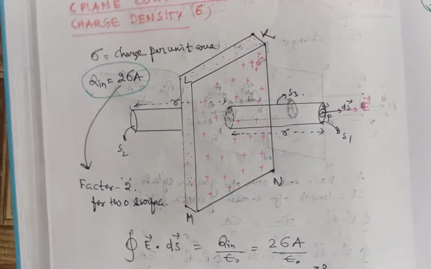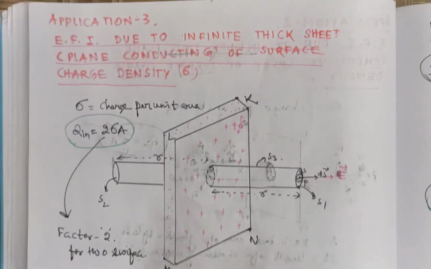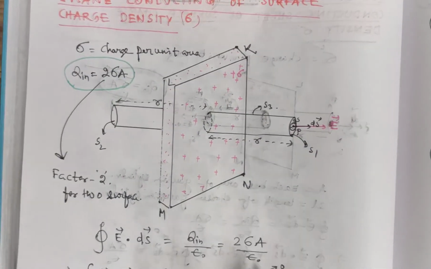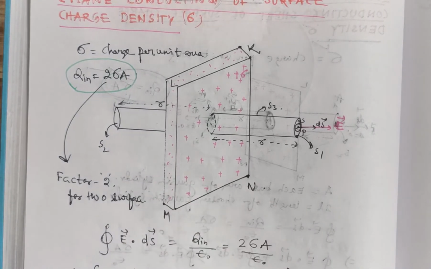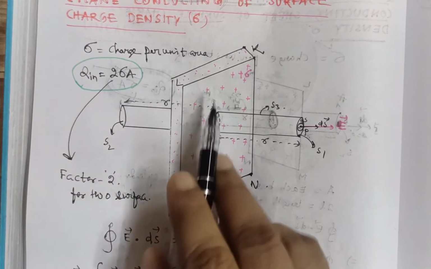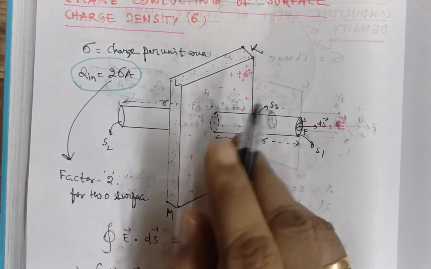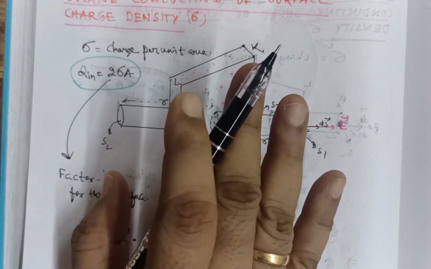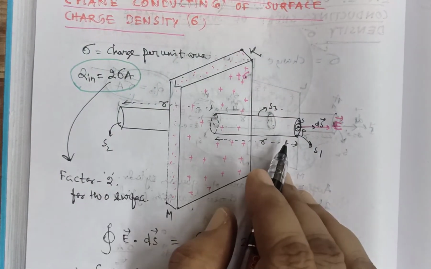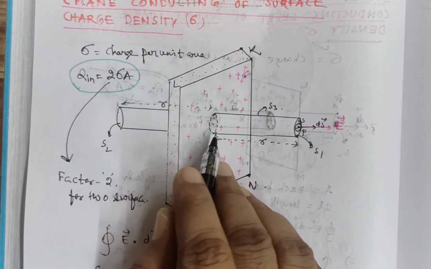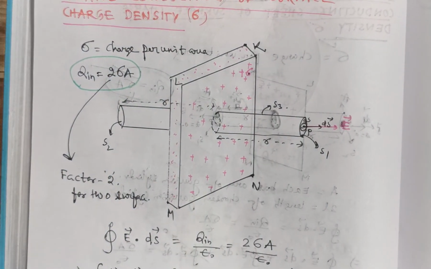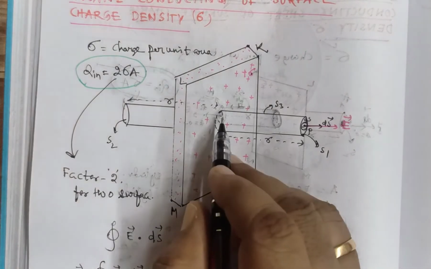If in your exam an infinite thick sheet comes instead of a thin sheet, you see this is a thick sheet. The diagram looks like a book. In the previous problem, the diagram looked like a thin sheet. Here the diagram looks like a book. This is a thick sheet. Same derivation, sigma is here, same Gaussian surface. Only the calculation differs because it is thick. Here, it is a very thin sheet.